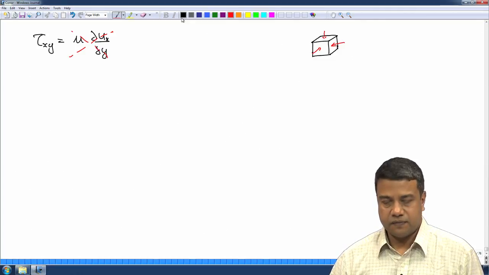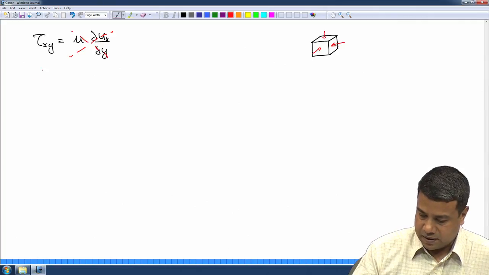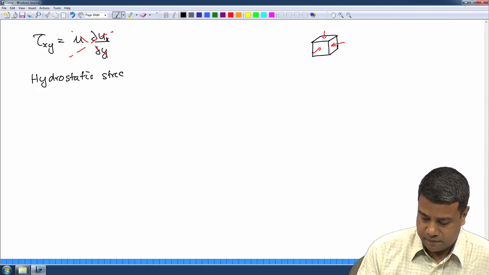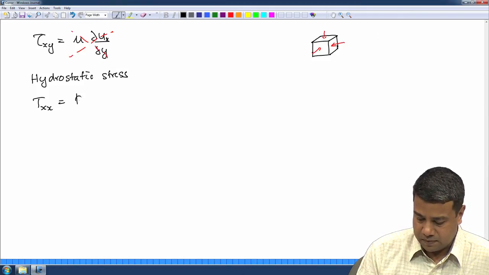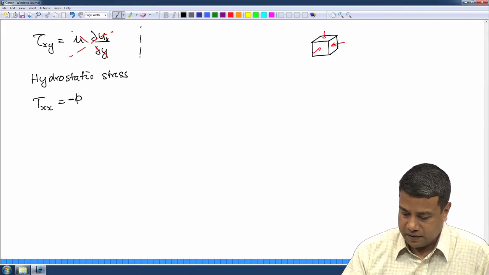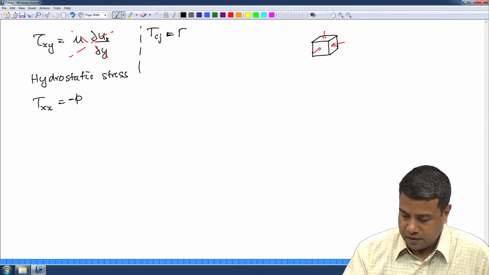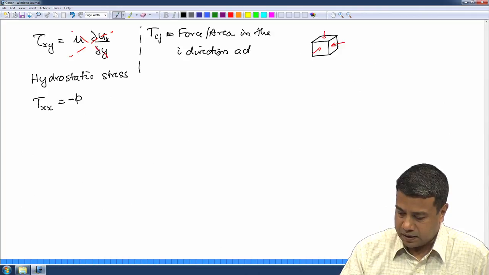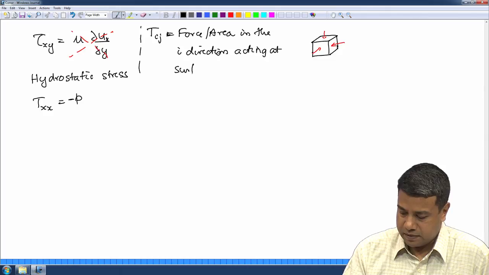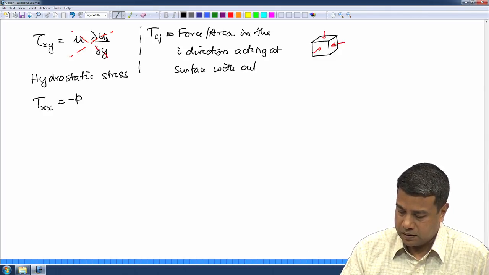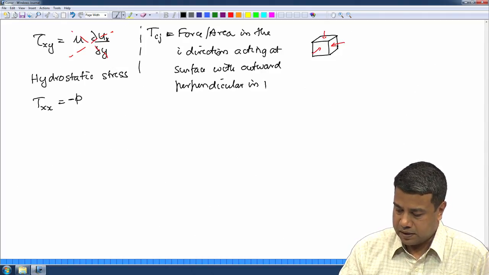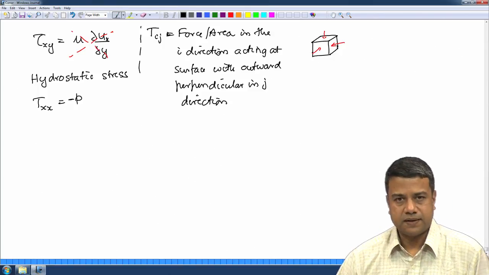That means that even for a system that is at rest, the hydrostatic stress, you will find that Txx is equal to minus P. Note that I am defining here the stress Tij as the force per area in the i direction, acting at a surface with outward perpendicular in the j direction. That is my definition.